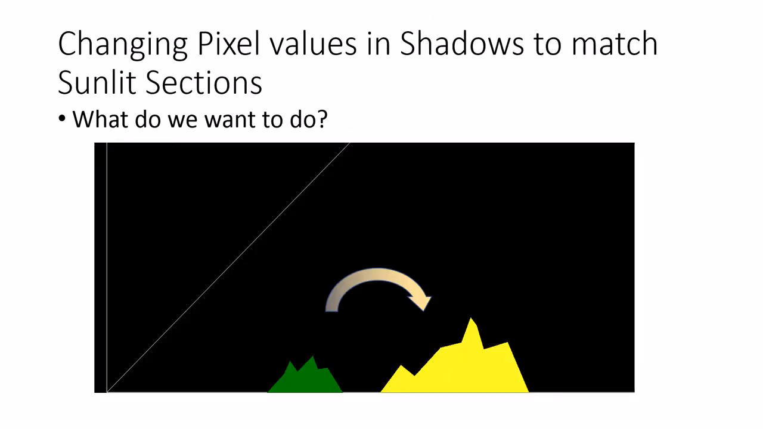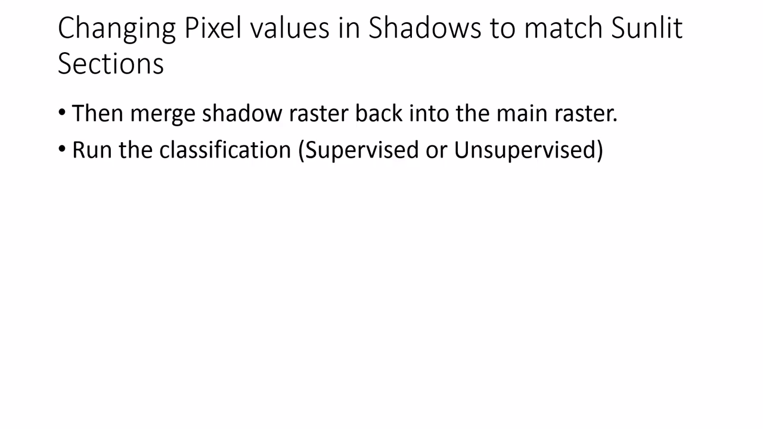So then we want to increase the pixel values so that the statistics are approximately the same. Then we will merge the shadow rasters back into the main raster, and run a classification of any kind to see if we can get those corrected shadow areas to classify correctly in the automated classification routines.